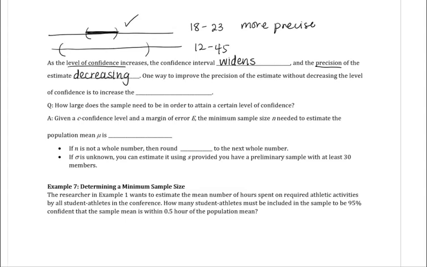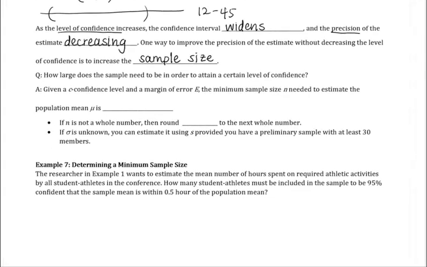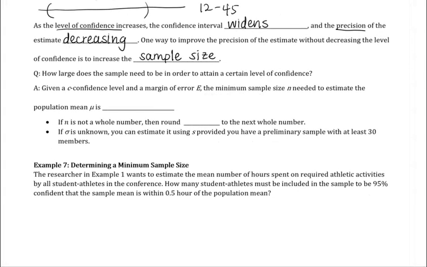However, one way that you can improve the precision of your confidence interval without having to sacrifice your level of confidence is to increase the sample size. The more people you include in your sample, the smaller your confidence interval will be, the more precise your confidence interval will be. So that begs the question, just how large does the sample size need to be in order to get a certain level of confidence?